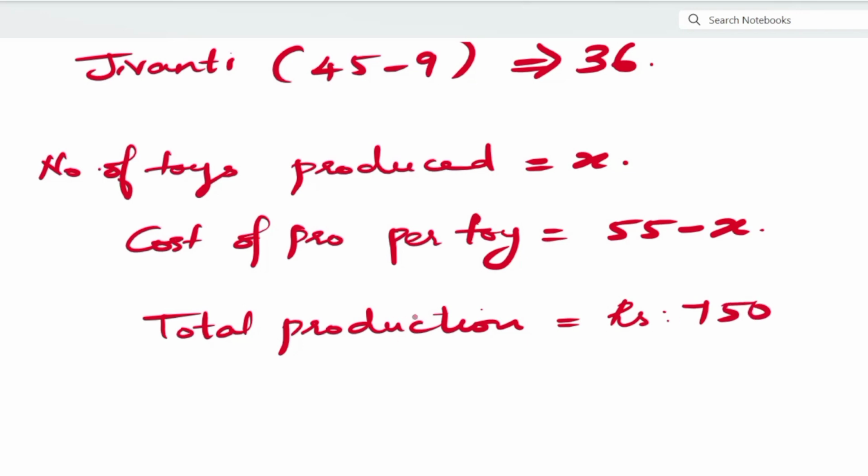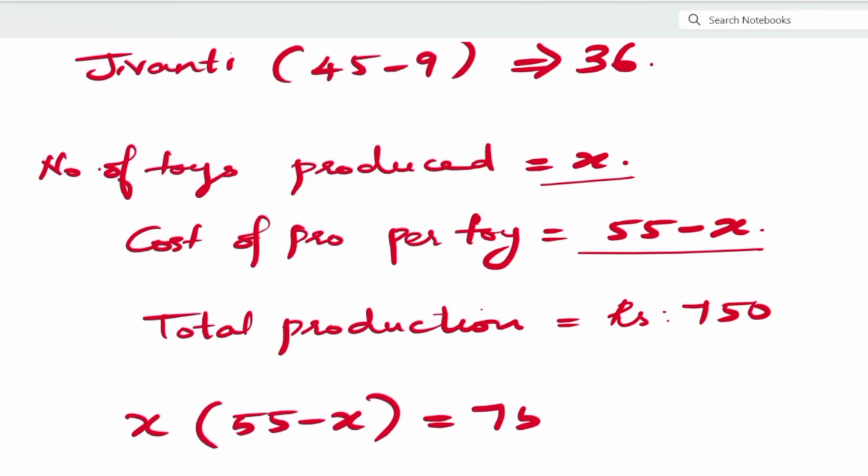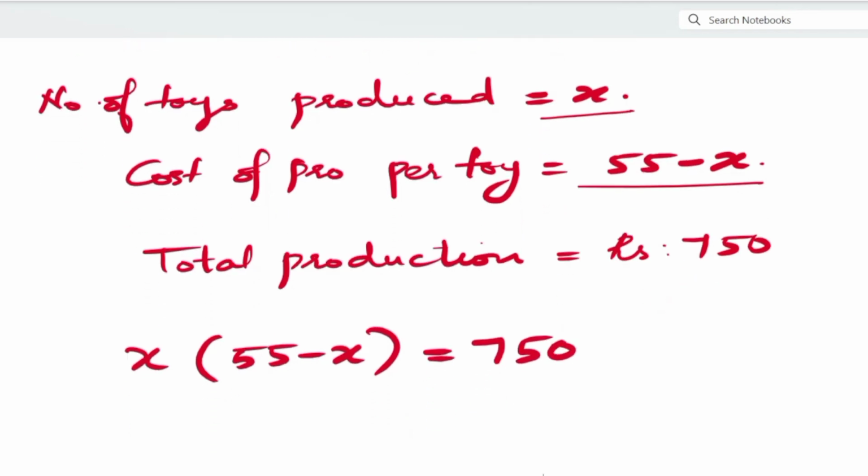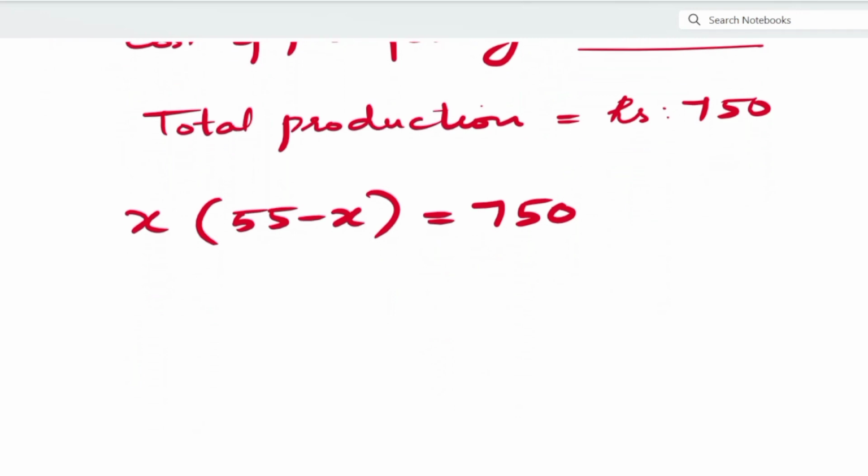So from this what can we understand? If the number of toys totally produced is x and one toy's cost is 55 minus x and the total production cost is 750, then for one toy the cost of production is 55 minus x. So for x toys it will be x into 55 minus x, which will come out to be 750. That is what they have given in the question. This is the information we have taken from the question.